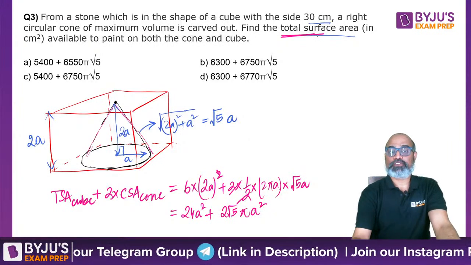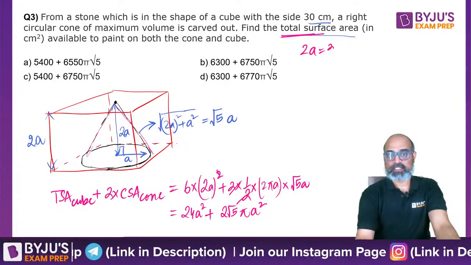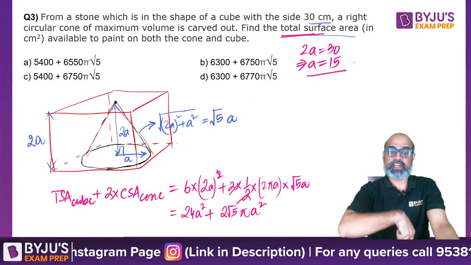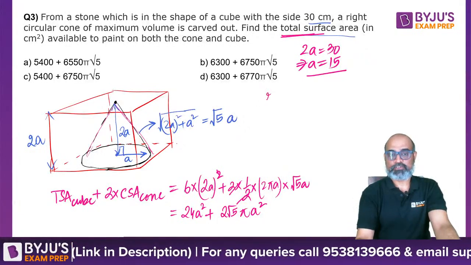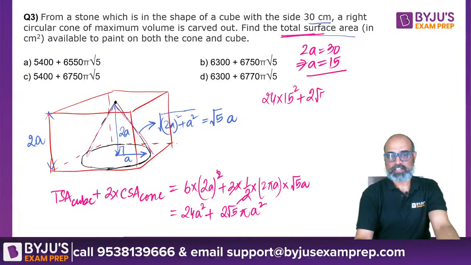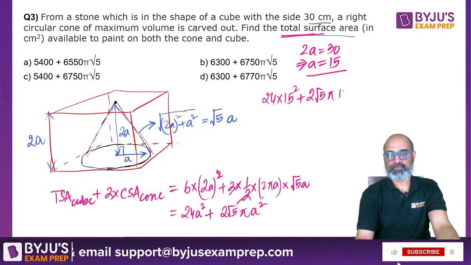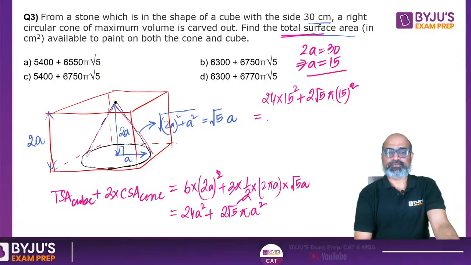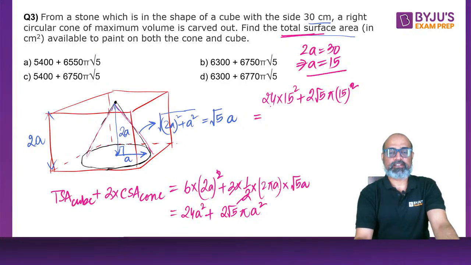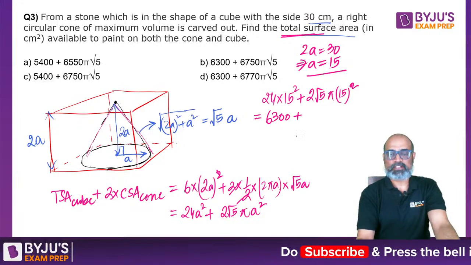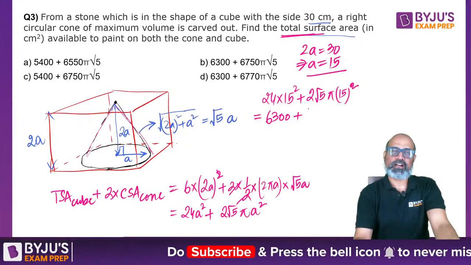Now what is the value of a? We just assumed that 2a is 30, right? So a is going to be 15. Now we can put the value of a as 15 here. So this one will give us 24 into 15 square plus 2 root 5 pi 15 square, right? So how much is this going to end in? So this is going to end in 6 into 9, 63. So 6300 plus 225 double.